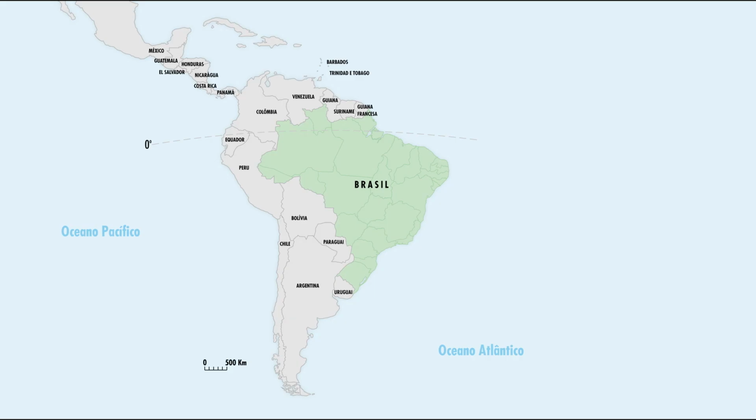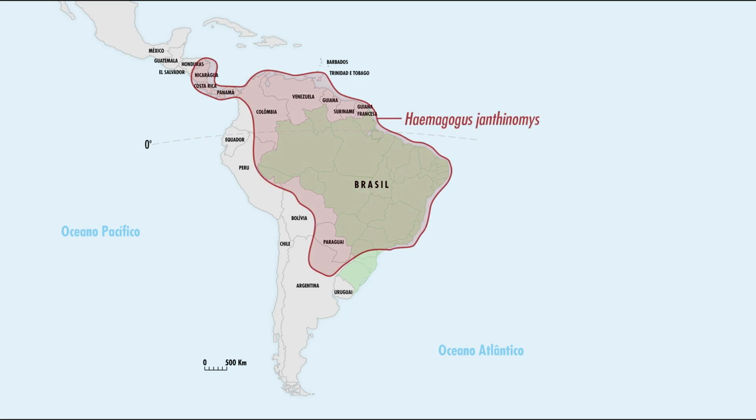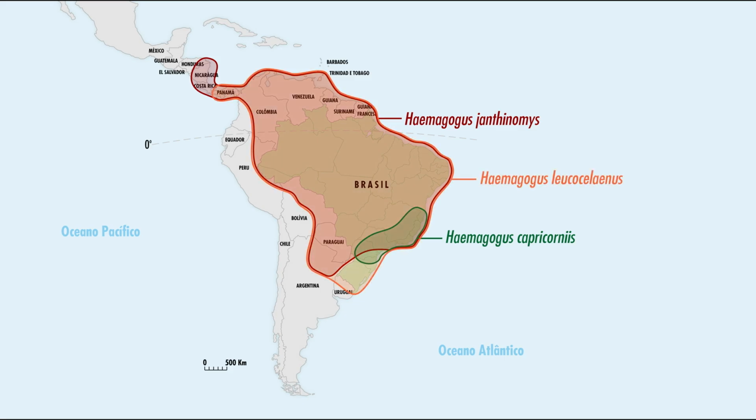The geographical distribution of the Haemagogus Janthinomys extends from Central America, Honduras, Nicaragua, and some Caribbean islands, and reaches southeastern Brazil and the northern part of Argentina. Its territory overlaps that of Haemagogus Capricornii, whose distribution is mostly restricted to the southeastern region of Brazil, having only been found from the south of Bahia to the north of Santa Catarina. Haemagogus Leucocelaenus is found from Panama to Trinidad and Tobago, to the south of Brazil and the north of Argentina.